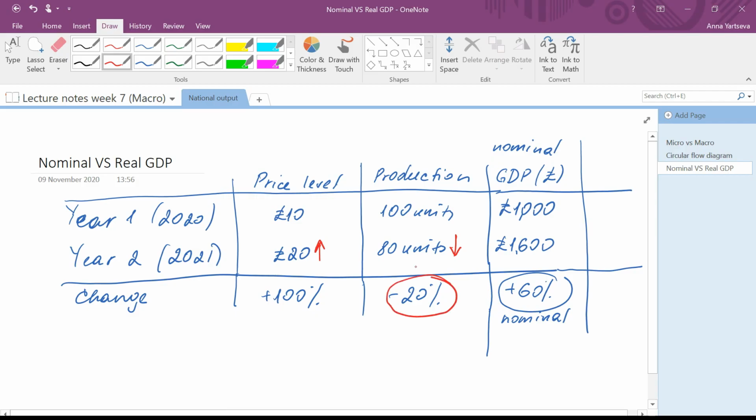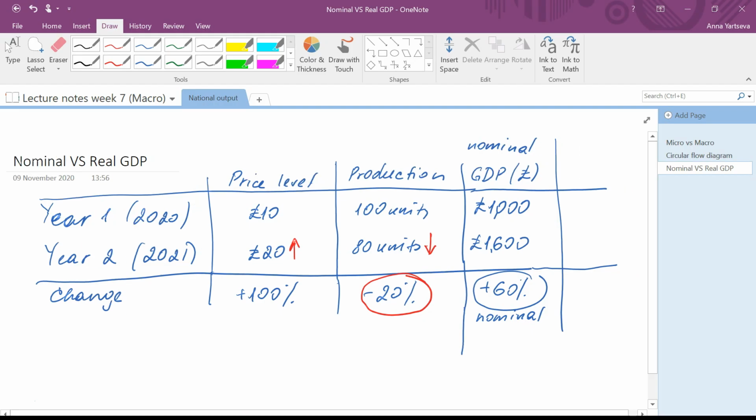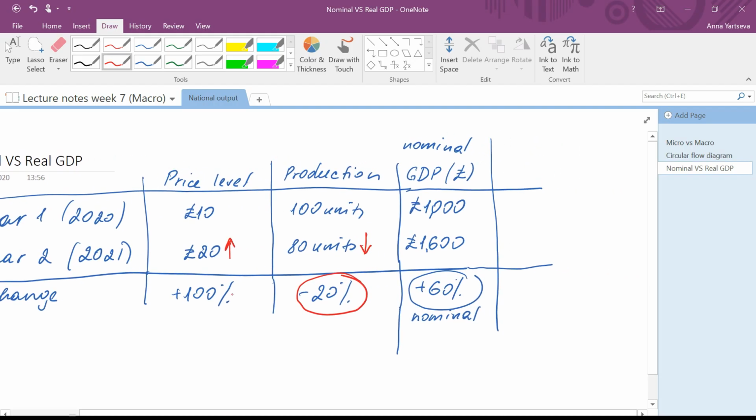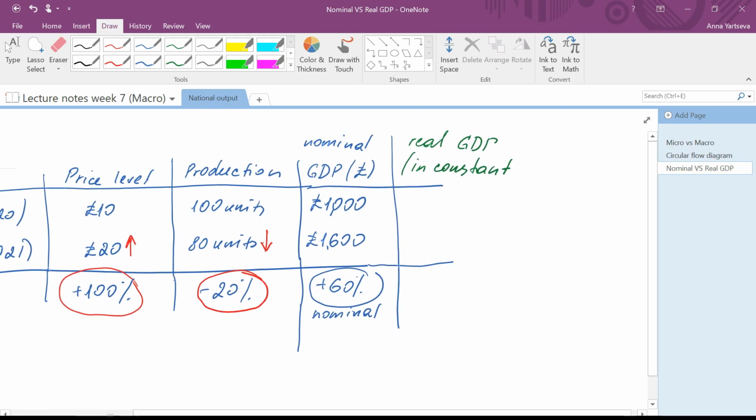The actual level of output which our economy is producing is 20% lower, but nominal GDP data give a misleading interpretation of this result. They give us a misleading feeling that we are doing well, which is not the case. What we are in fact experiencing is an increase in inflation. And in order to get rid of this effect, we'll need to calculate real GDP, real GDP data in constant prices.